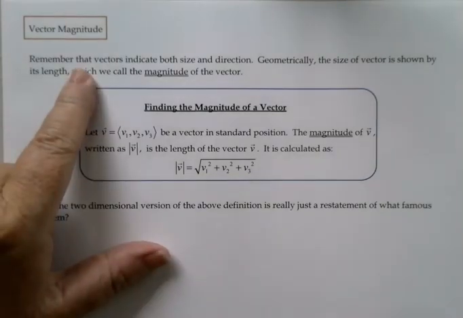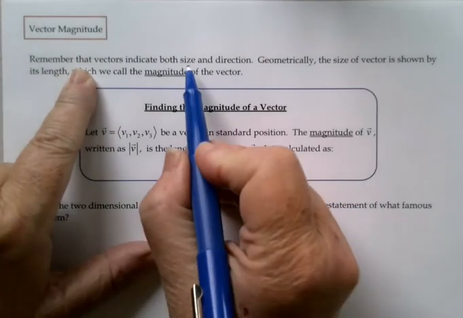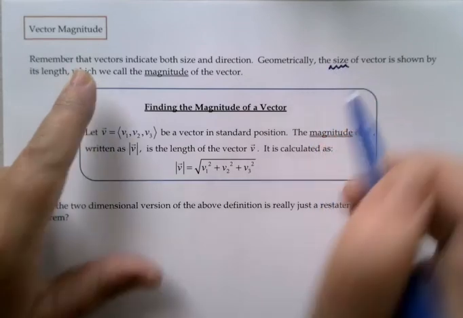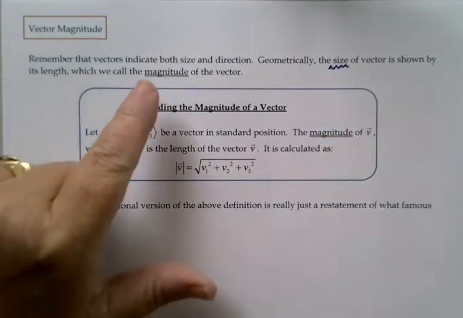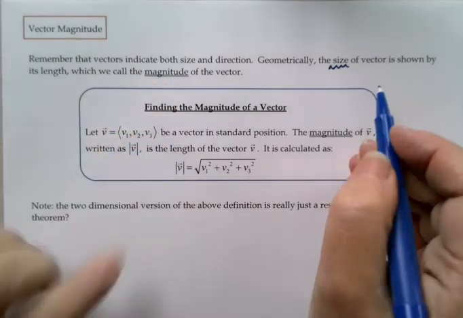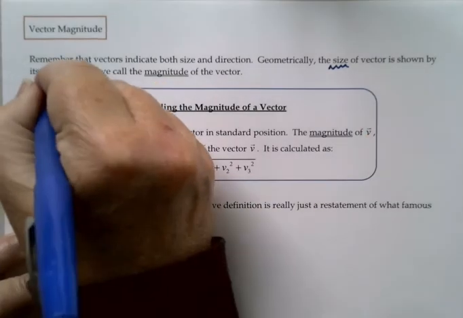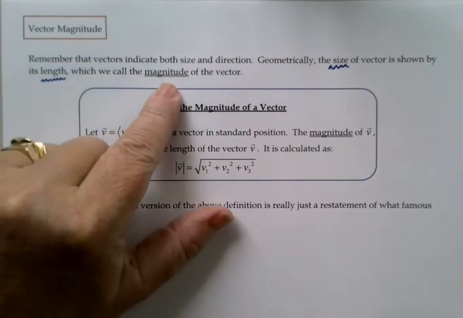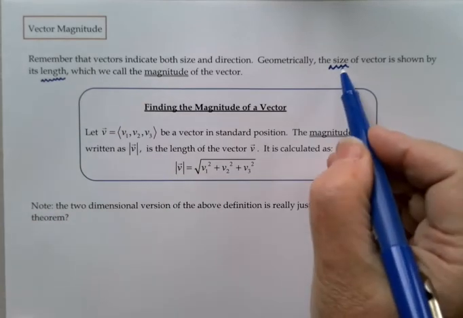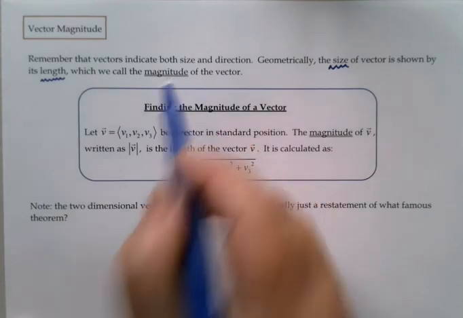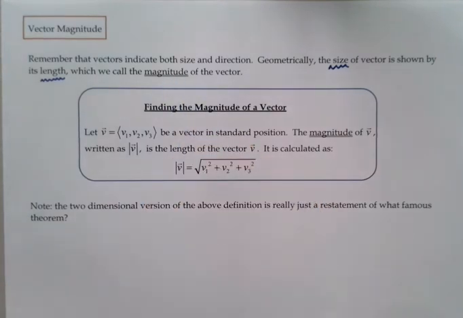Remember that vectors were supposed to have two properties. They indicate both size and direction. It's the size of the vector that we refer to when we talk about its magnitude. The size of the vector, geometrically, is shown as the length of that vector. And again, we refer to it as the magnitude. So any of those words. What's the size of the vector? What's the length of the vector? What's the magnitude of the vector? You're really being asked the same question, three different ways.